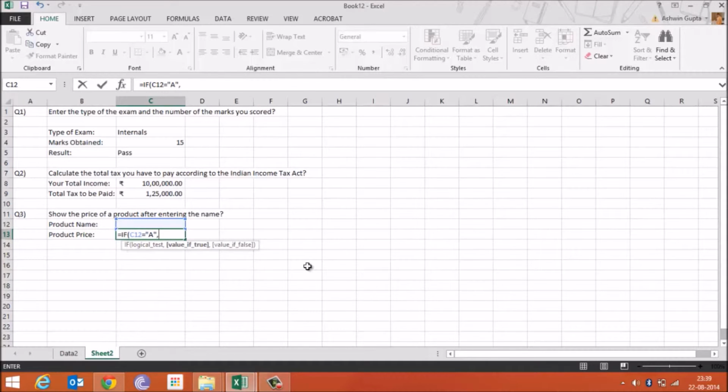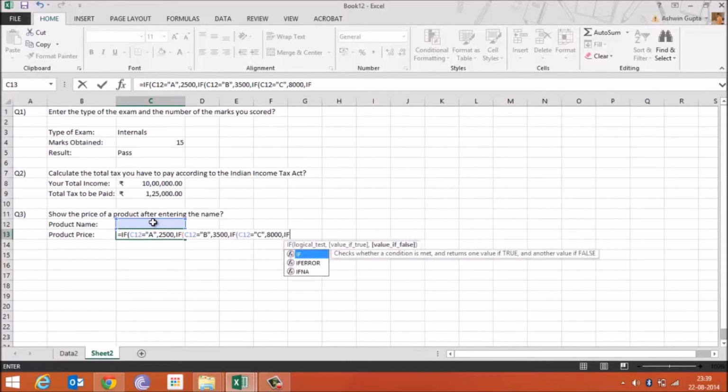Here again, this formula will be having multiple if statements nested under each other. So that is multiple else if statements, according to other programming languages. The first one we have taken: if the product name is A, then the product price is 2500. If the product name is anything other than A, then we have another if over there, which is: if it is B, then it should be 3500, and so on.